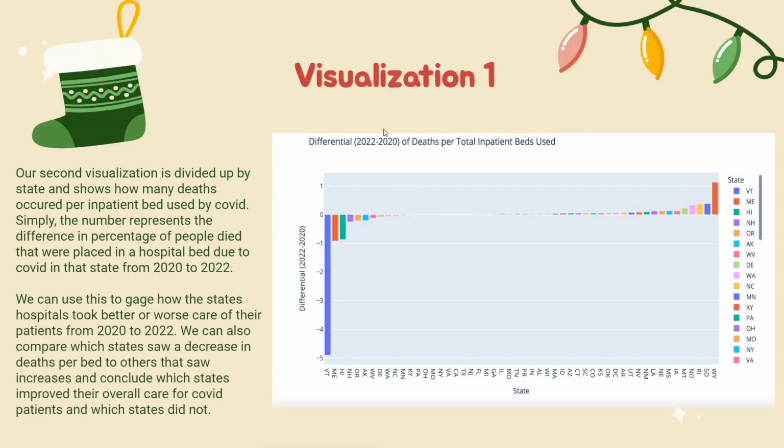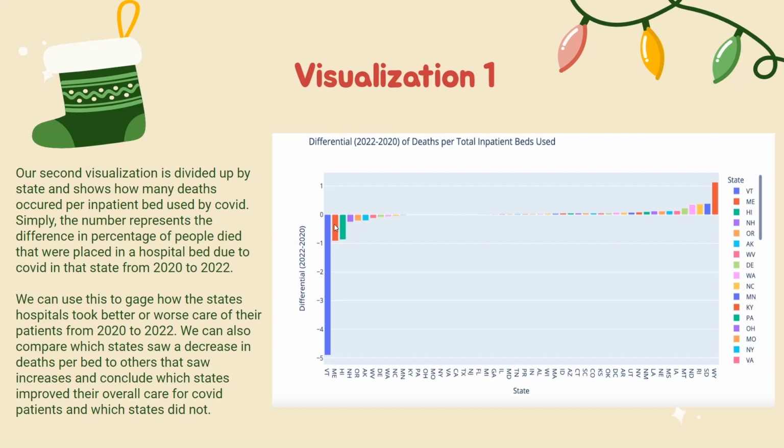Well, we use our visualization 1, the first one that we gathered, to answer that. This visualization is divided up by state, and it shows how many deaths occurred per inpatient bed used by COVID. So if someone was admitted to the hospital for COVID, this is the percent of which died. Using this, we get a better idea of how the states took care of the patients from 2020 to 2022 as time went on and exposure to COVID increased.